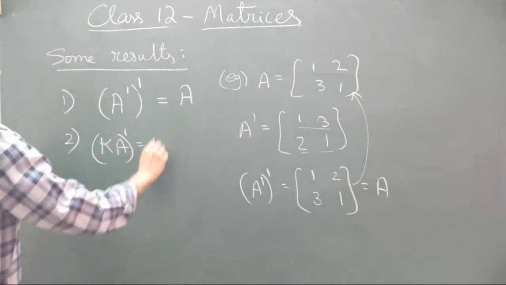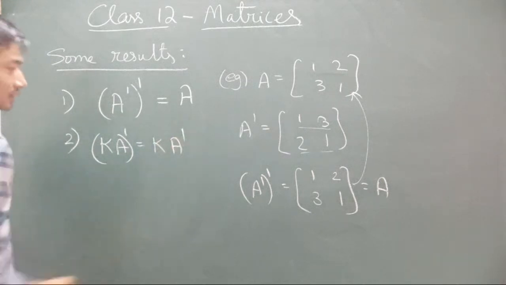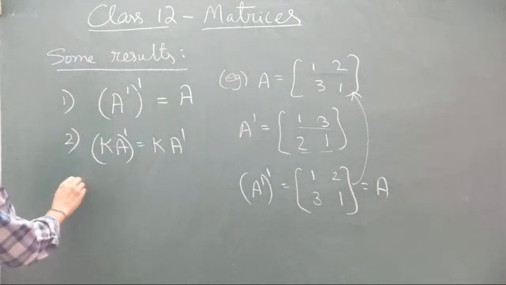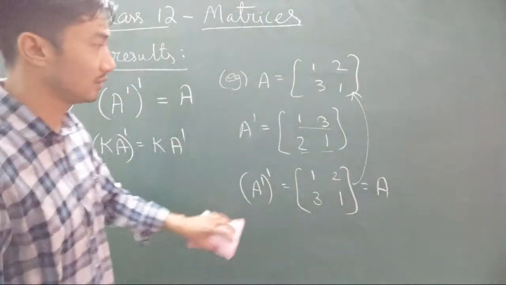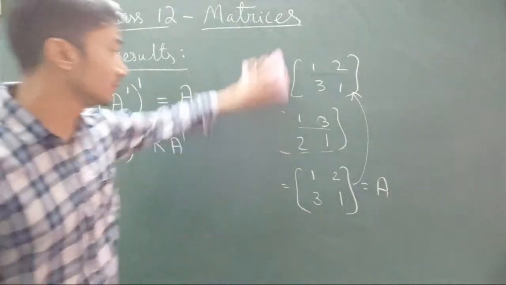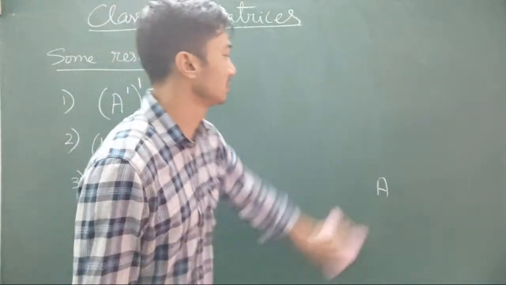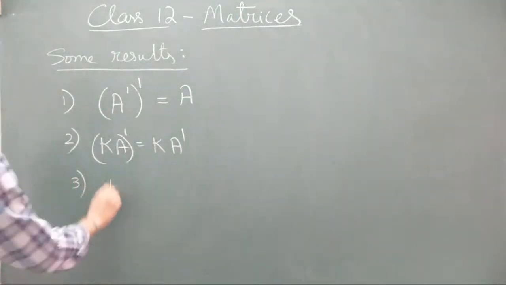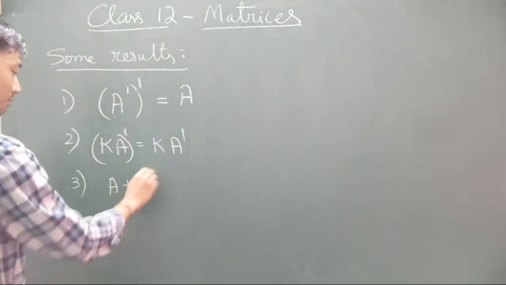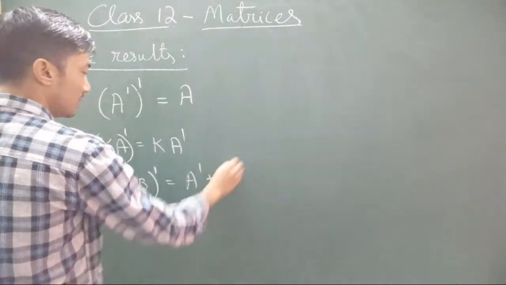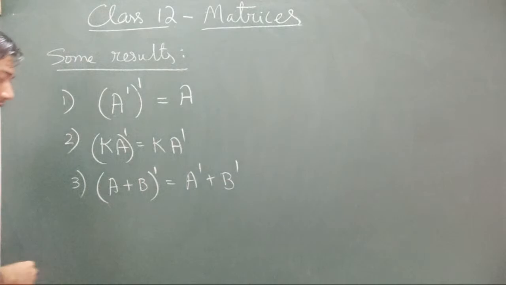A scalar multiple, scalar always is a scalar. Scalar is not affected by the operation of transpose and so on. I think this is done. You can have your own examples also. A plus B transpose will be A transpose plus B transpose. Same thing for subtraction.